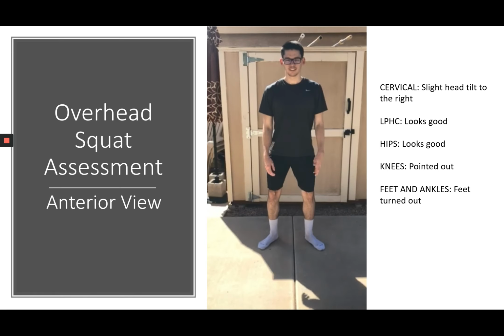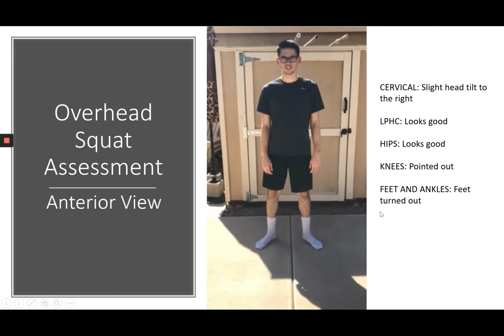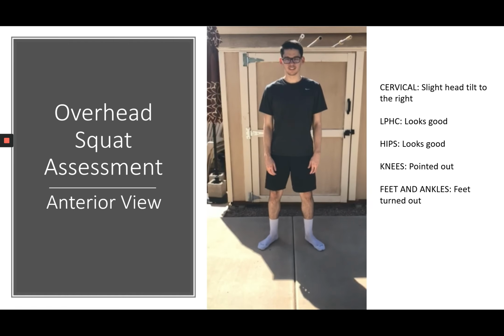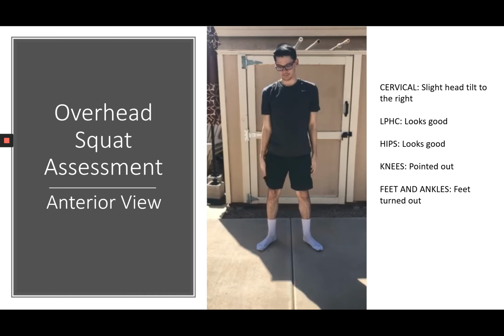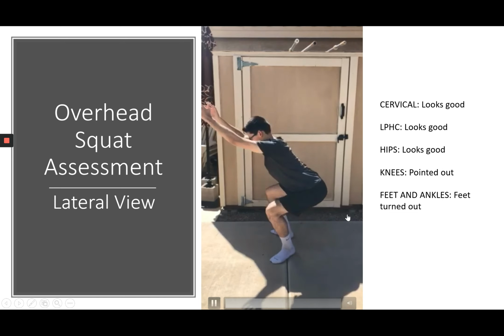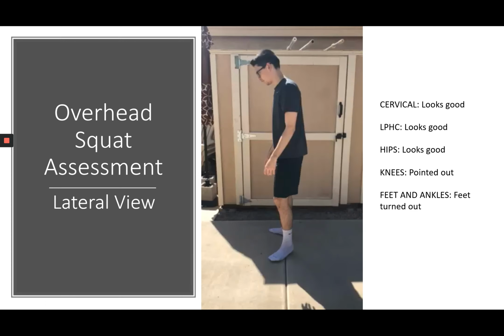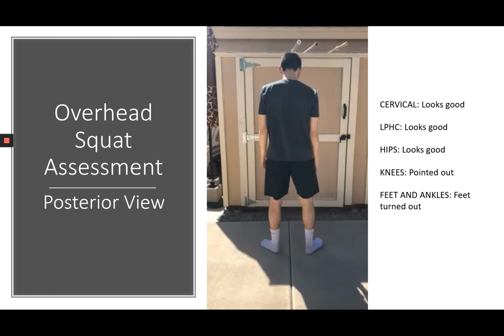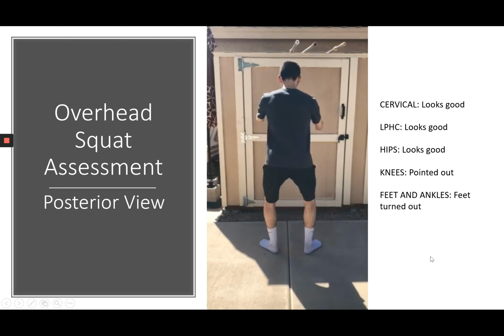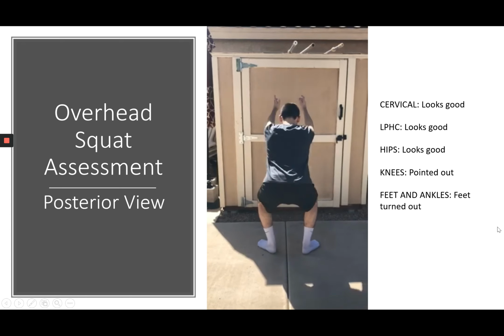The LPHC is great and straight throughout. The hips look good. The knees are pointed out and the feet and ankles also turn out. So then we're going to look at the lateral view, and we're going to see that the cervical looks good, the LPHC is straight throughout, the hips look good, the knees are pointed out once again, and the feet and ankle complex, the feet are turned out. So in the posterior view, we can see that the cervical looks good, the LPHC is straight throughout, not shifting from side to side, the shoulders are in line, the knees are pointed out, and then the feet are turned out.